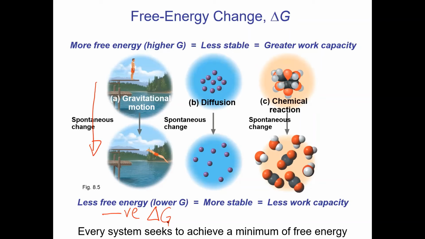Second example there, you can see diffusion. You've got some molecules that are organized and then they become less organized. So they go from having energy to having less energy. So a negative delta G, the system is losing energy. You can see the last reaction, which is a bit more relevant to what we're talking about. When we break things down, we release energy, so the system loses energy, and you get a negative delta G.